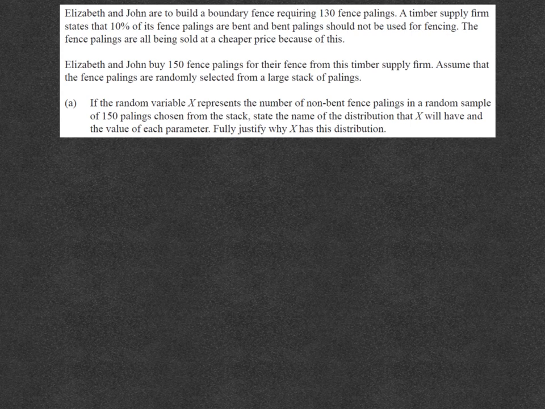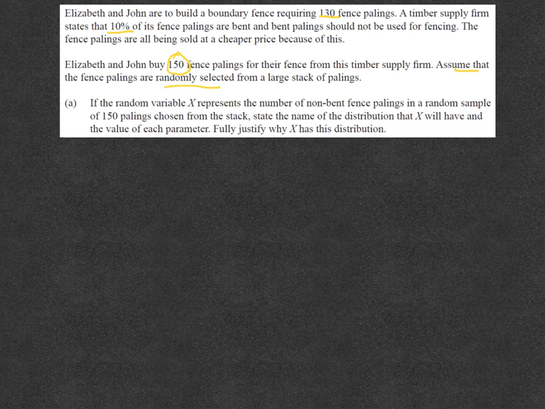Okay, so there's lots of good information there. So we're assuming that they're randomly selected. We've got 10%, that's a probability. We've got a total amount of 130, and they're buying 150. Okay, rightio. So they need 130, but they're buying 150, obviously, because they're worried about this 10%.